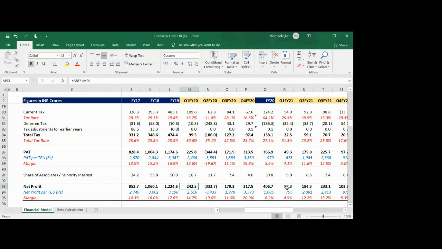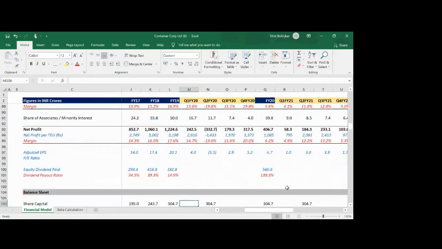Okay, so you get the net profit. Now from the net profit, you can obviously calculate the EPS. The EPS is obtained by dividing the net profit by the total number of shares, and this EPS is the earning per share, or profit per share you may consider.